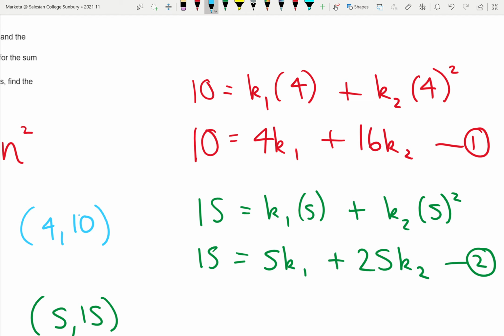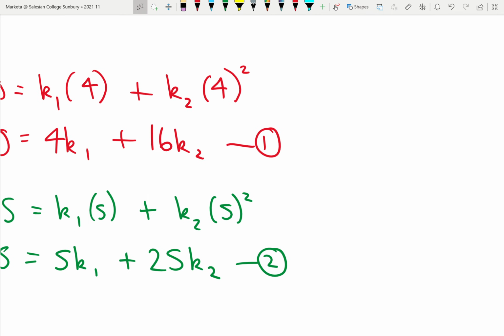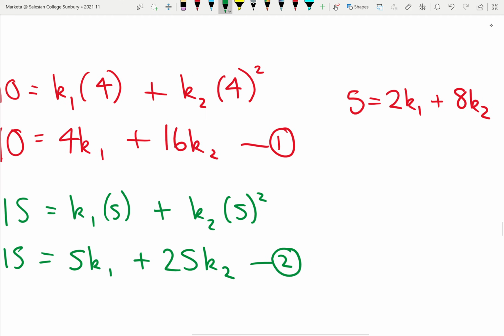Now, what I'm going to do here is break these down a little bit. I think I will divide number 1 by 2, so it'll give me 5 equals 2K1 plus 8K2. And the second one, I'll divide by 5, so 3 equals K1 plus 5K2.